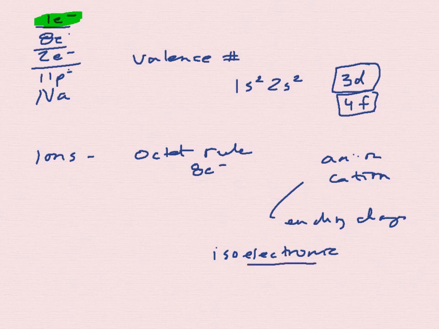Might want to make note of the fact that for certain elements, they're not going to actually end up with an octet. They're going to end up with a duet, and which elements those are, and why a duet is still happy. Of course, that's because if the nearest noble gas is helium, then it's going to have to gain and lose to become like helium.